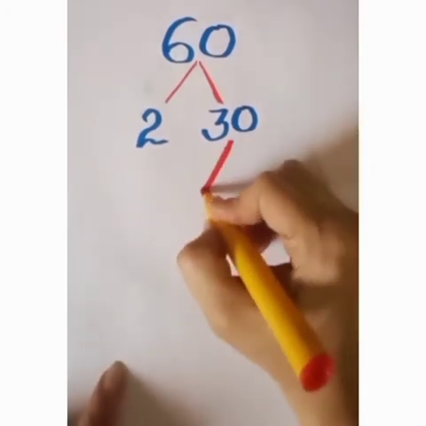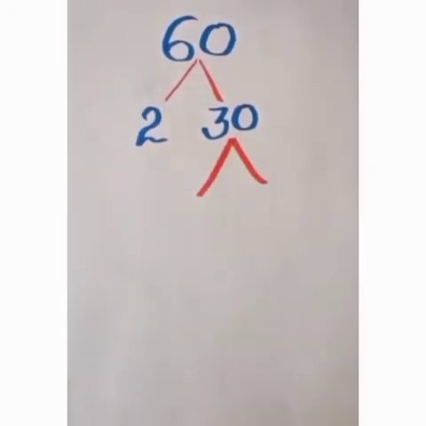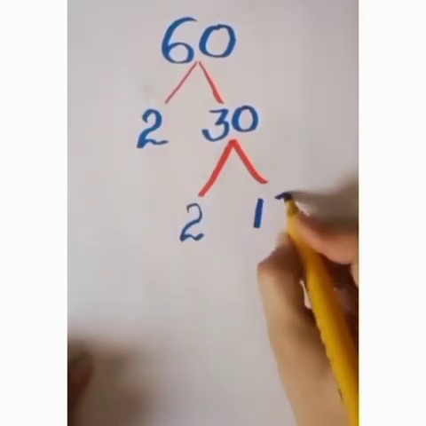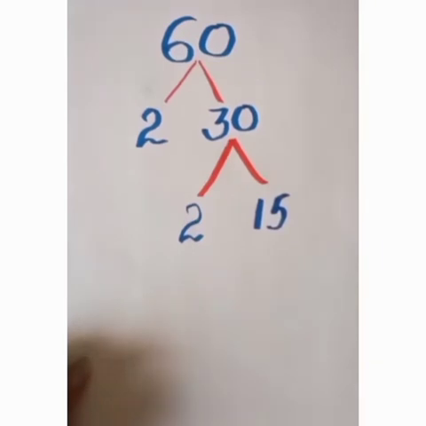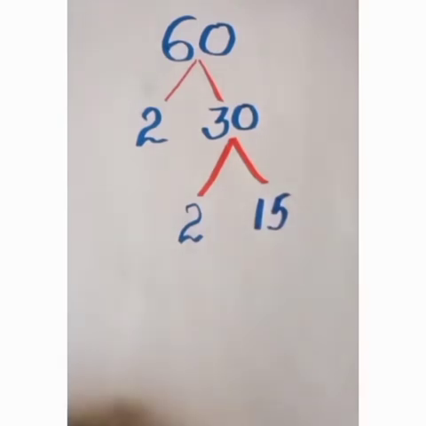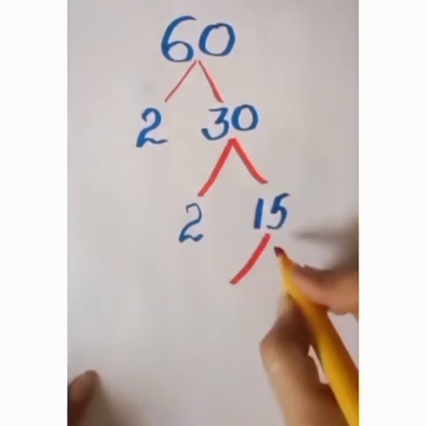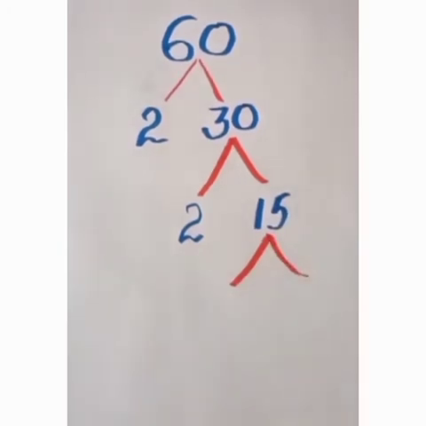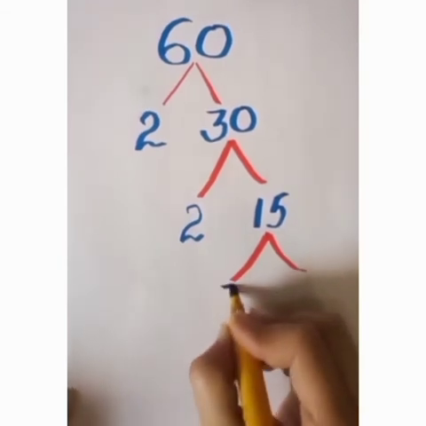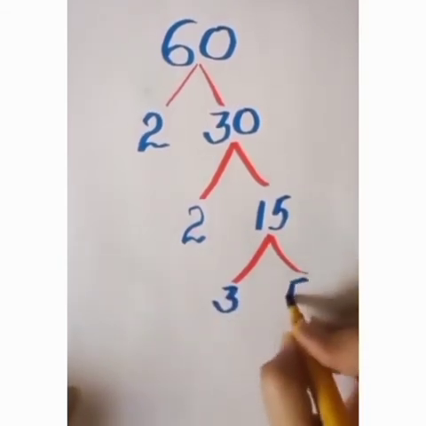30 we know is 2 multiplied by 15, so we get the numbers 2 and 15. Here what you notice? Again you got the number 2 as a prime number and the number 15 as a composite number. It means number 15 also we can split further into two more numbers. We know how we get 15: 3 multiplied by 5 gives 15. So we write over here 3 and 5.